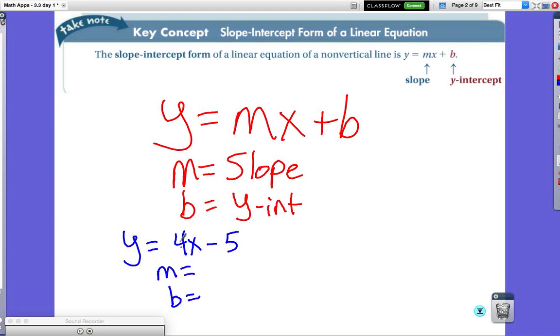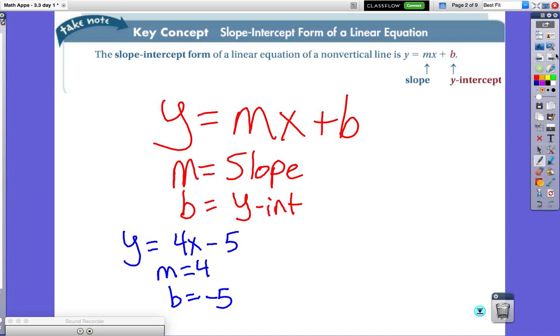You'll just look at what's in front of x, that's your slope. All right, in this case it's 4. Your y-intercept is the number at the end. All right, the sign goes with the number, so negative 5. That's it. Pretty easy.